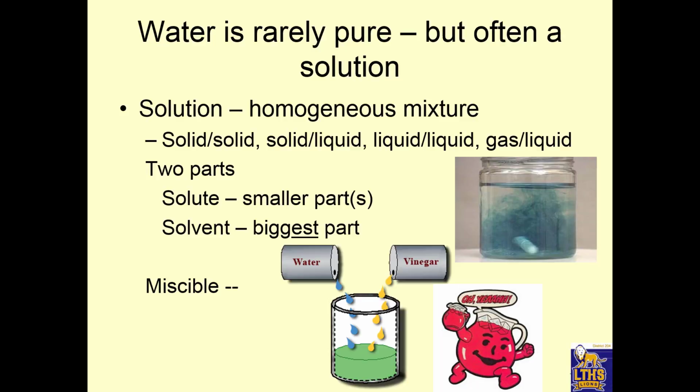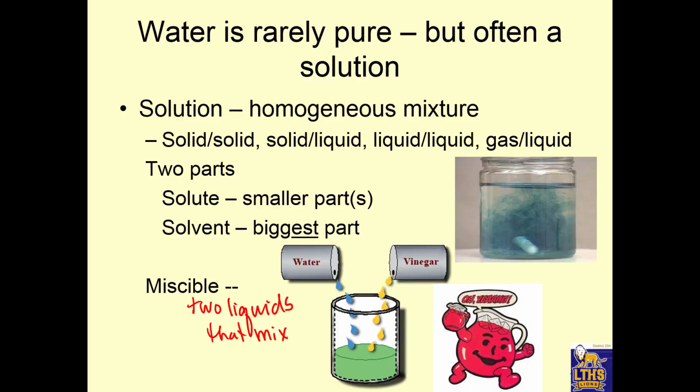All right. So, a lot of times when we look at water, we're thinking it's pure, but it's not. It's usually a solution, meaning it's a homogeneous mixture. There are all kinds of solutions, and every solution has two parts: the solute, which is the thing that is dissolved or mixed in, and the solvent is what it's dissolved into or mixed into. A lot of times we talk about water being a solvent. Miscible is when we talk about two liquids that mix together, like water and vinegar.